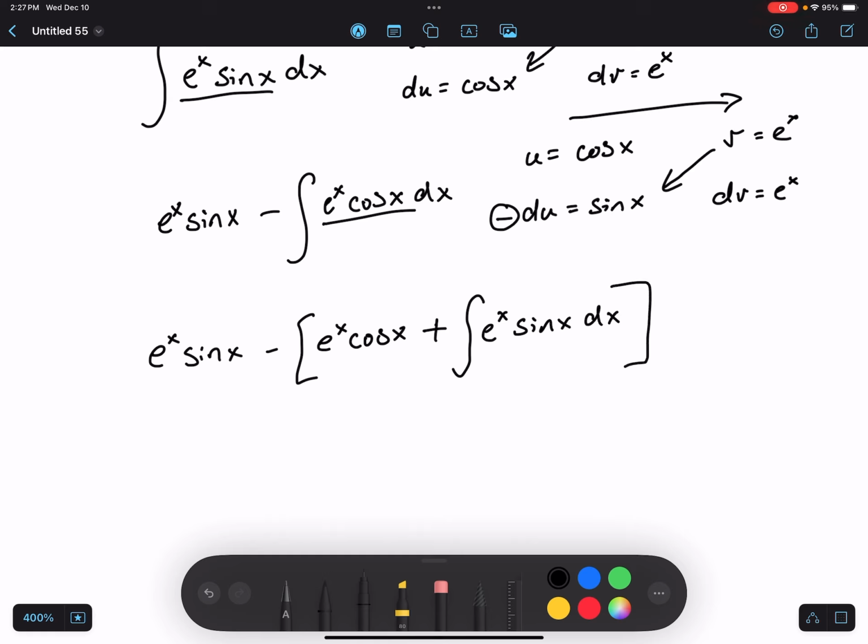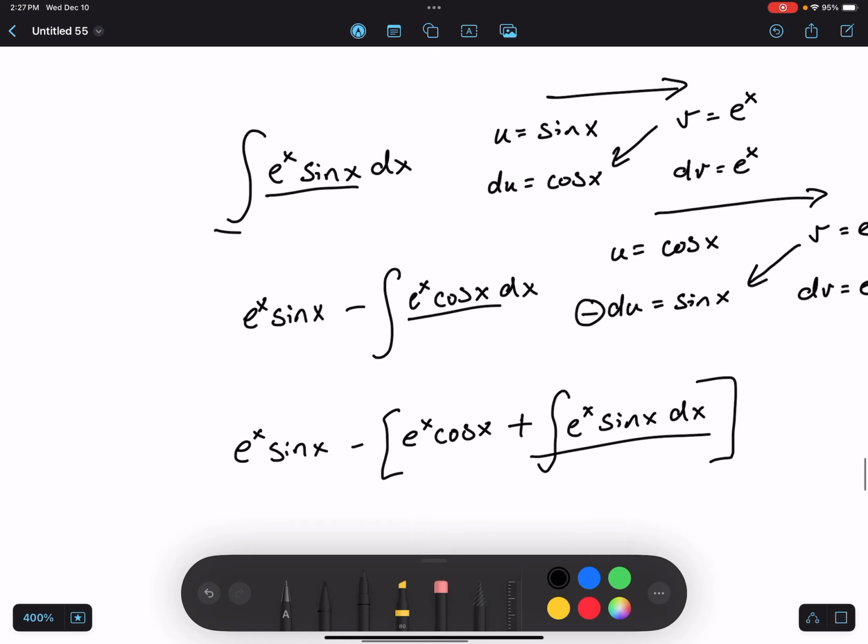And this is where a lot of people get stuck on this problem. They start, kind of going into an integration by parts loop. But what's important to recognize is this pattern. What we've got is the integral of e to the x sine x. And that's the same thing that we started with up here.